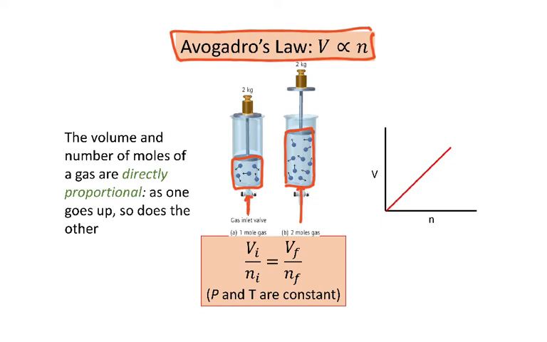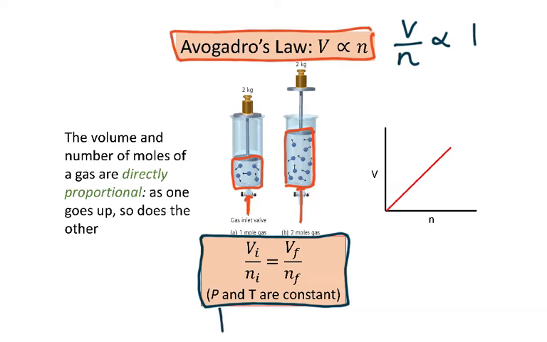So, if they're proportional to each other, again, then that means the ratio is proportional to a constant. And so any combination of V and N at constant pressure and temperature will result in a directly linear relationship.